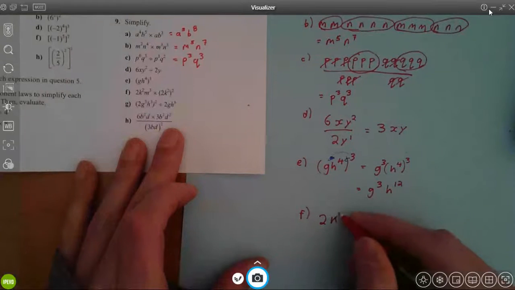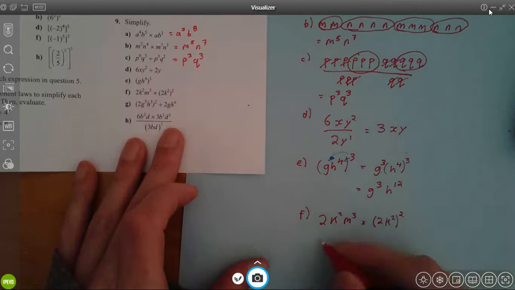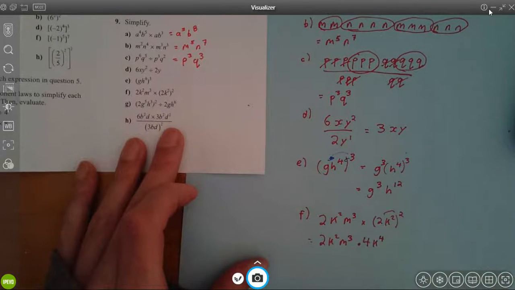So I have 2k squared m cubed multiplied by 2k squared squared. So as my first step, I'm going to do my brackets first. So again, because the 2 is inside the bracket, it's part of the base, so I need to do 2 squared, which is 4. And then k squared to the power of 2 will be k to the power of 4.